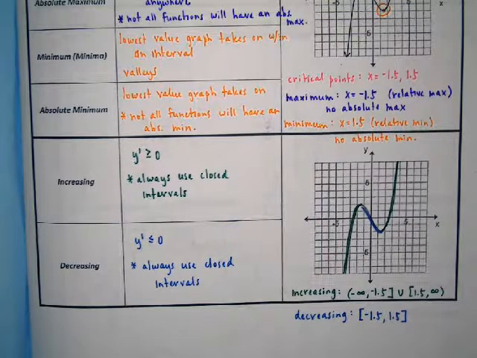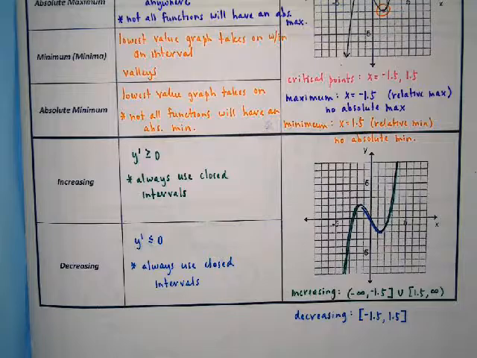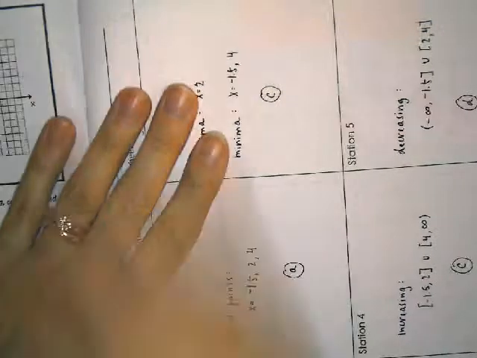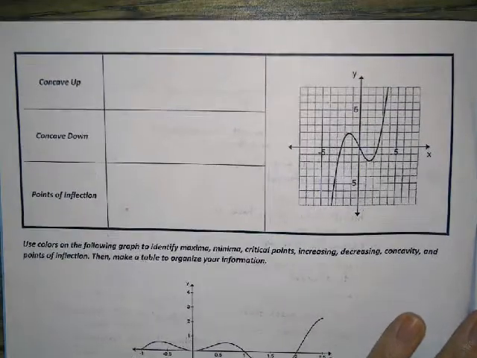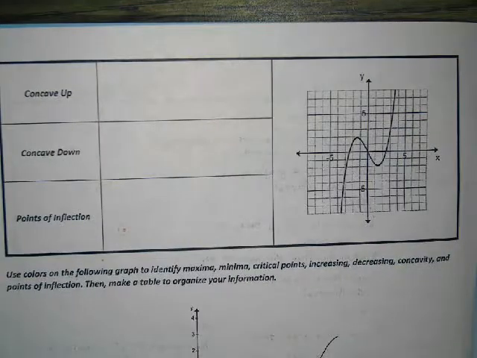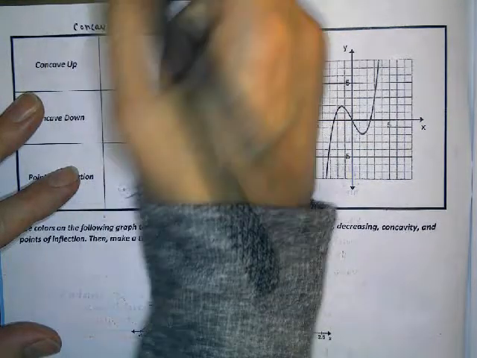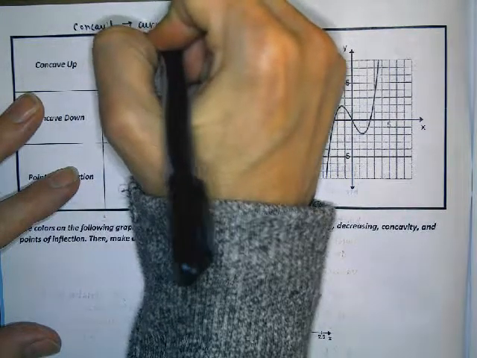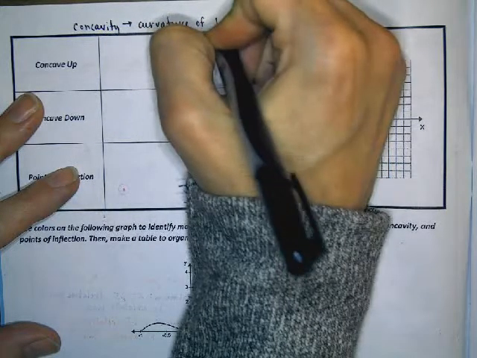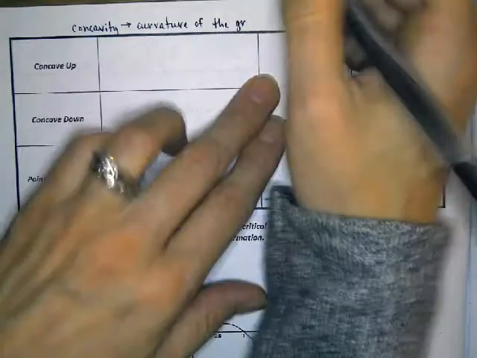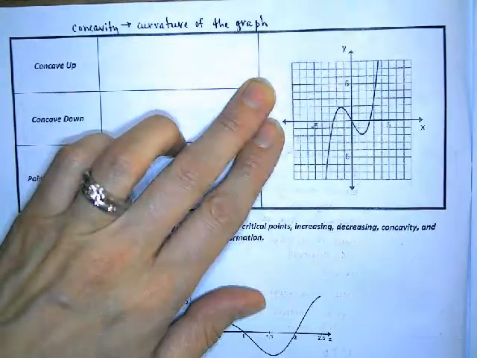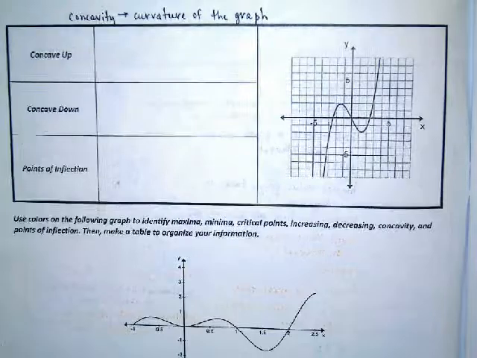Okay, so now from here we're going to look at some information that we get from the second derivative and see how that relates to our graph. So now we're going to talk a little bit about concavity. And so I'm going to write up here, concavity. When we talk about concavity, what we're talking about is the curvature of the graph. Okay, so the curvature of the graph.